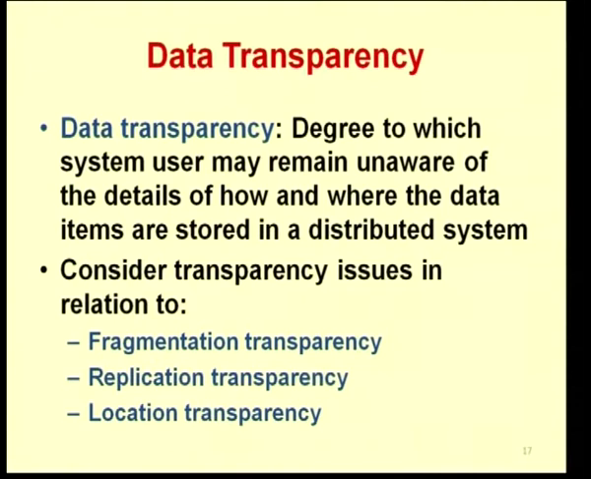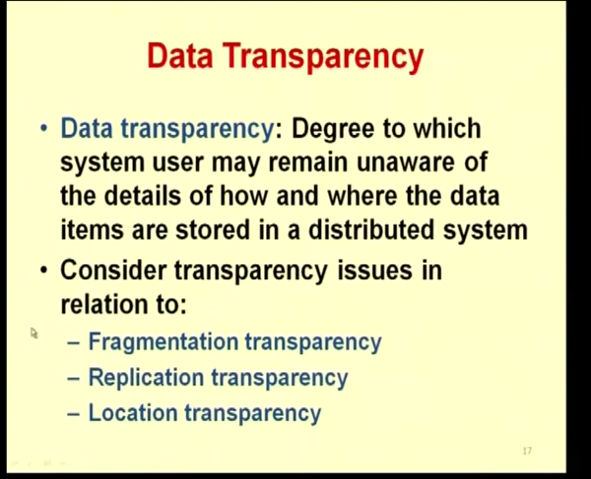Now, we are going to look at the next concept called data transparency. Data transparency means the degree to which the system user may remain unaware of the details of how and where the data items are stored in a distributed system. So, as far as the user is concerned, he does not know where the data is. What degree he does not have to know, that is what is called data transparency. There are many issues where transparency can be related to fragmentation transparency, replication transparency and location transparency. So, these are the three transparencies.